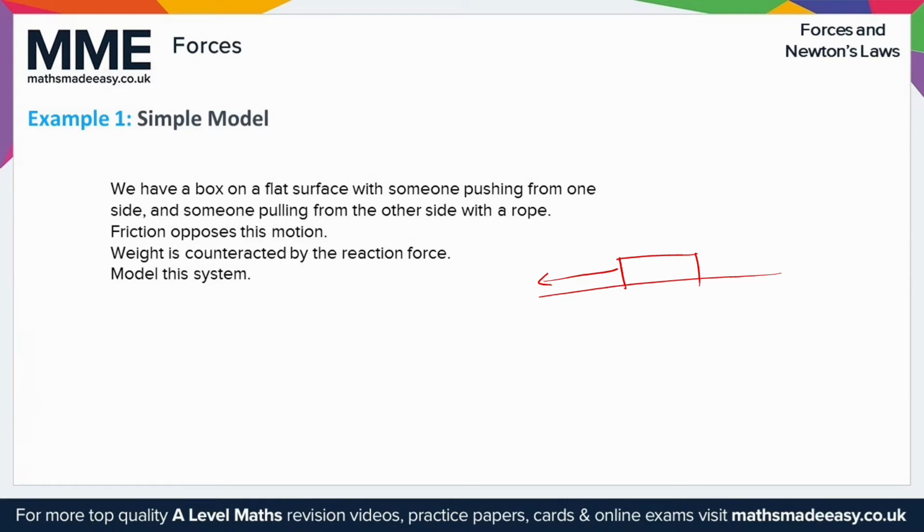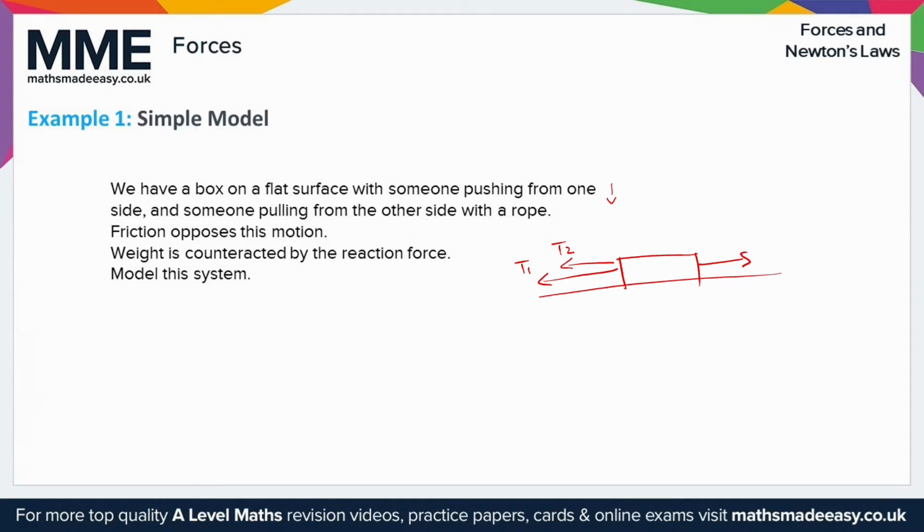And the other person who's pulling from the other side, so he's pulling from this side here, is going to be applying force in that same direction. So we can have two thrusts here, which we can call T1 and T2. Then we have some friction. Friction opposes the motion, so it's in the opposite direction, as always with friction.